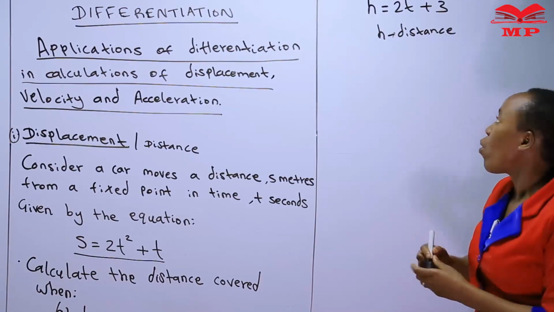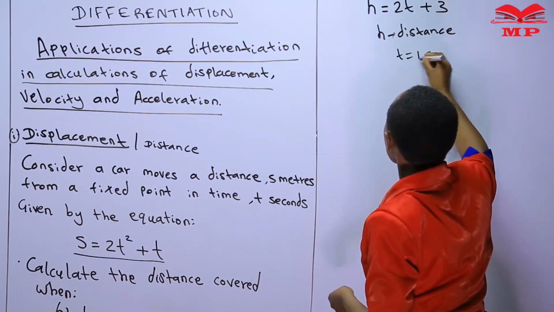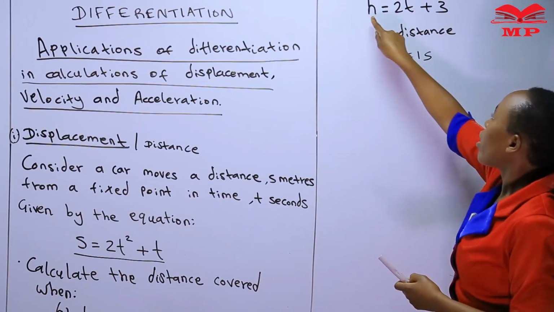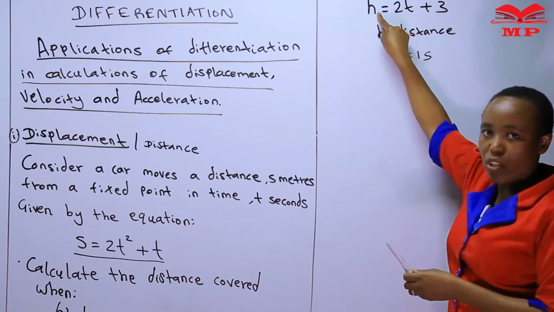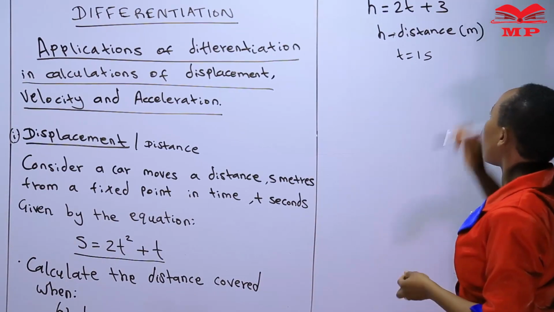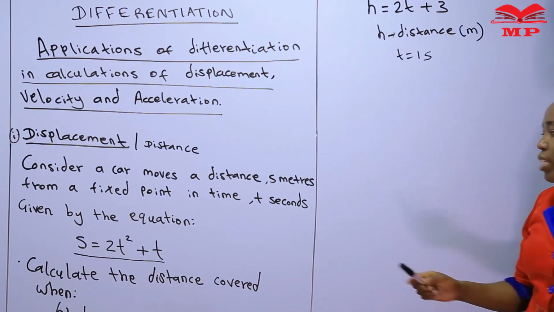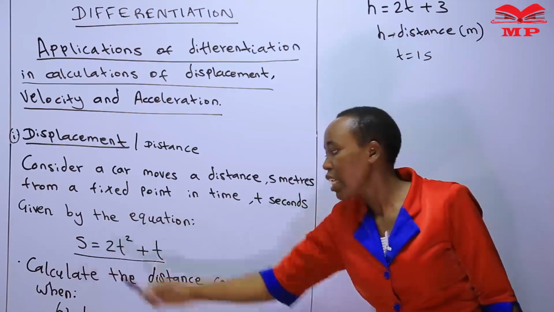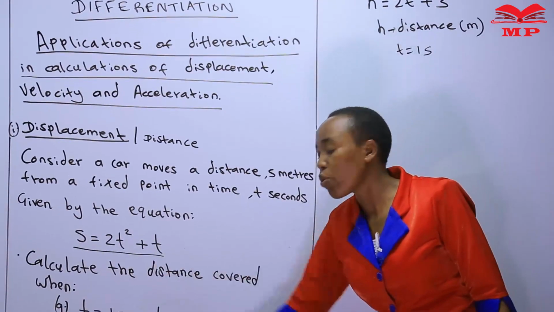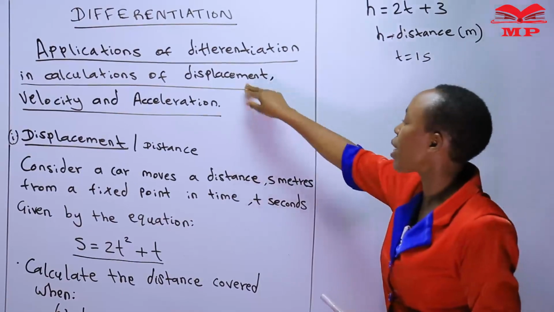Therefore, when you want to calculate the distance, for example, when time is equal to 1 second, you just substitute. Where we have t, you put 1, and then you'll be able to get the distance h, because in our case you are given the distance as h, maybe in meters. So when you are told to calculate the displacement or the distance, you just require the equation for the distance. Then you substitute the values of t with the value that you are given for the time. And that's how we calculate the displacement.